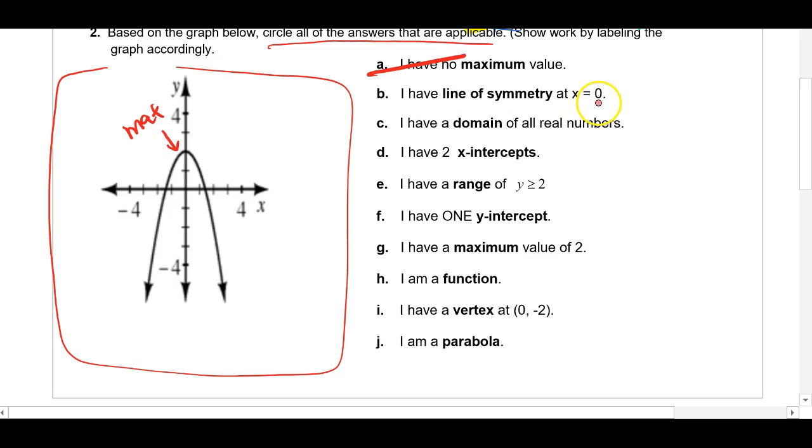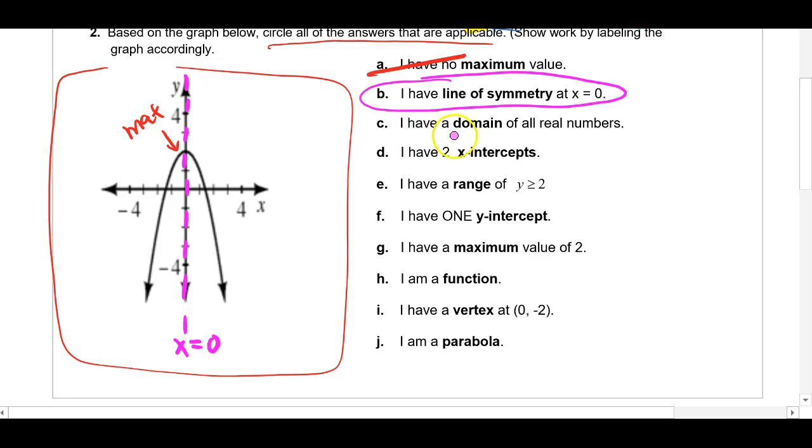Okay, I have a line of symmetry at x equals 0. Remember, the line of symmetry is that vertical line that goes straight down the center of the graph, or the middle. And that line goes through x equals 0. And it says I have a line of symmetry at x equals 0. So yes, that's true. I'll circle it.